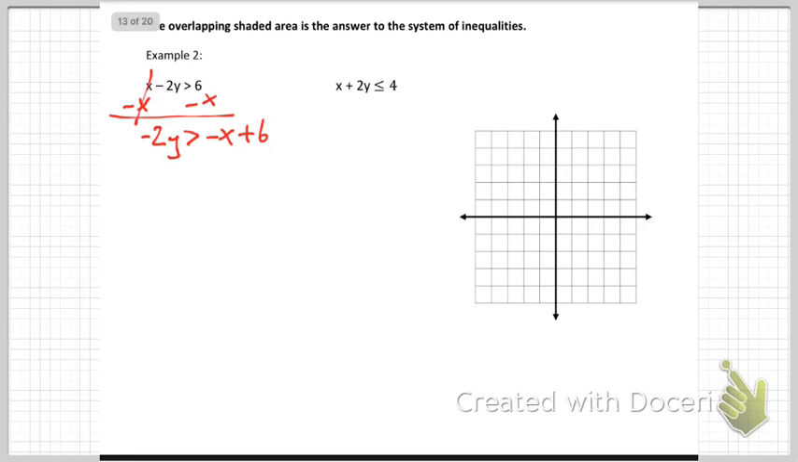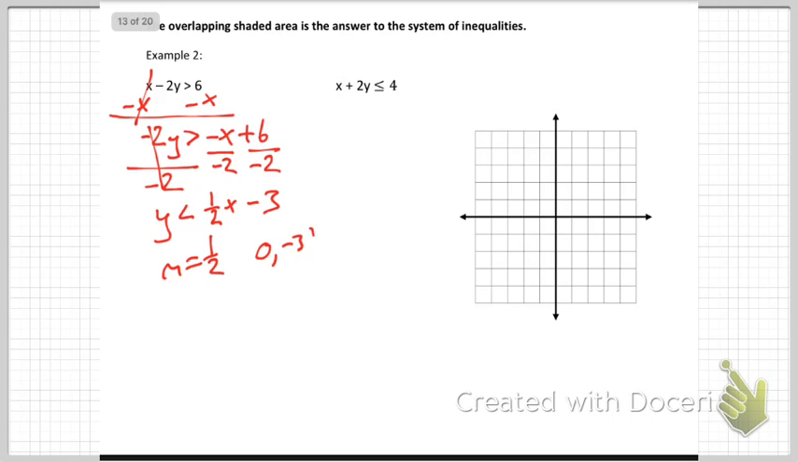Now I'm going to divide by -2. Now, when I divide by a negative in an inequality, I have to flip the sign. So y is less than -x divided by -2, which is a positive 1/2 x. 6 divided by -2 is -3. So in this equation, my slope is 1/2. My y-intercept is (0, -3).